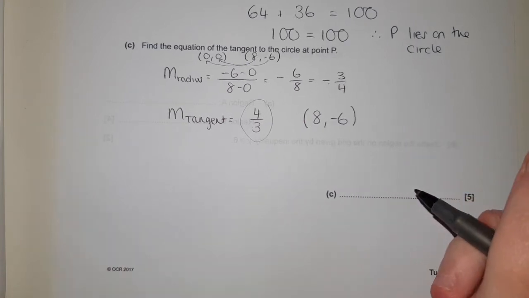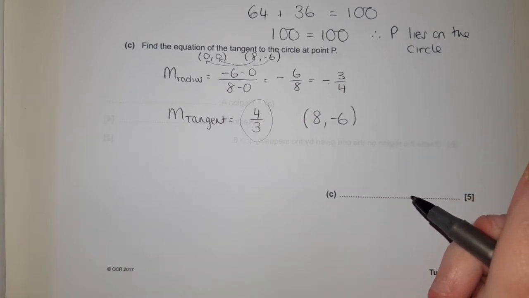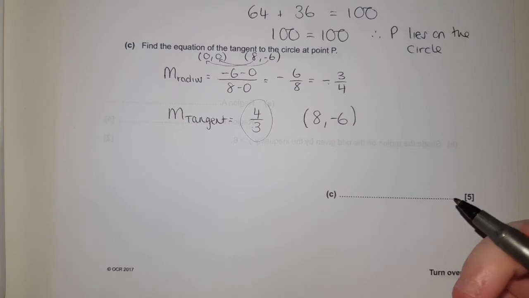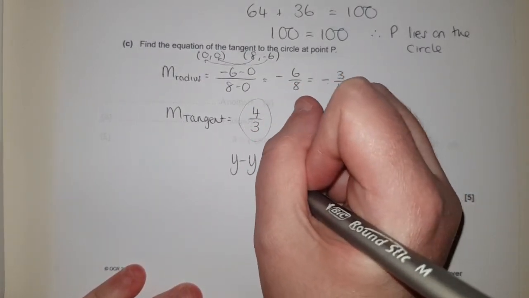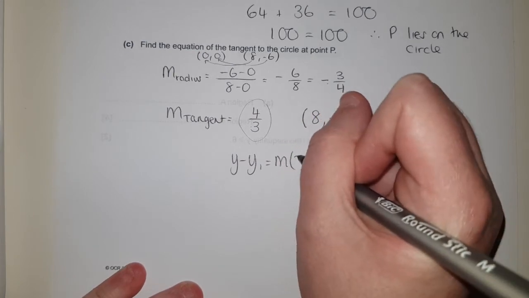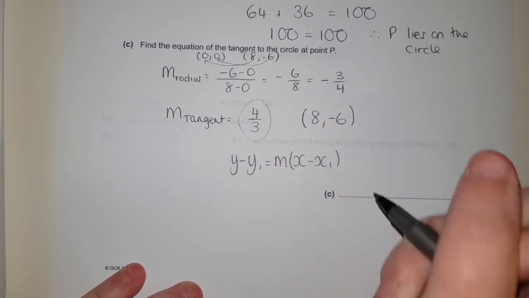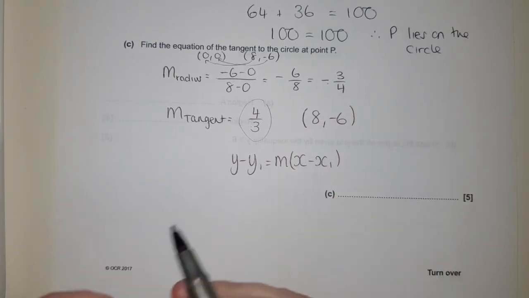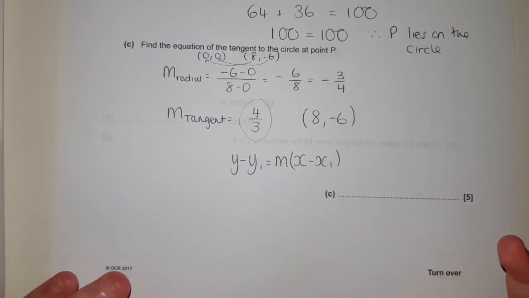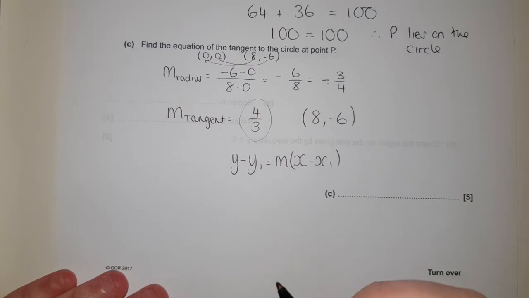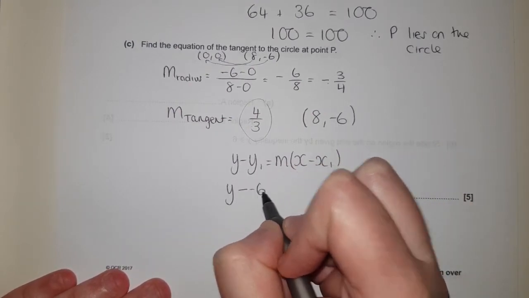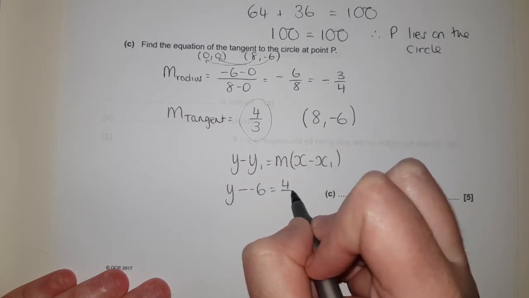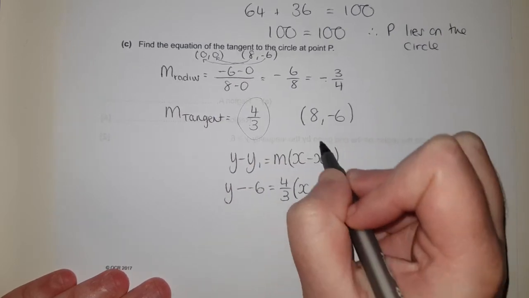Now remember, you can do this either way. y equals mx plus c is absolutely fine, there's nothing wrong with it. I just feel it's a little bit more complicated than if you use y minus y1 equals m brackets x minus x1. The reason for that is you just substitute your numbers in and tidy this up, and that is it, it's done. y equals mx plus c takes a little bit more messing about at the end. So I've got y minus minus 6 equals 4/3 of x minus 8.